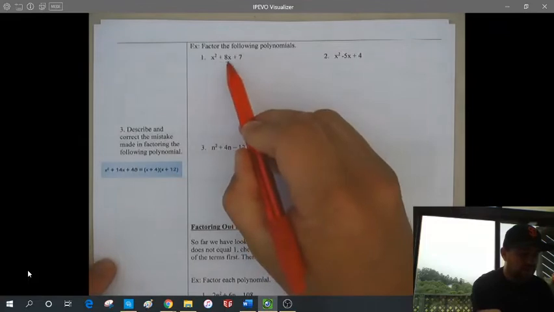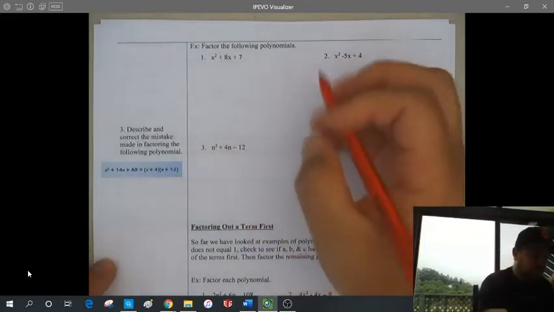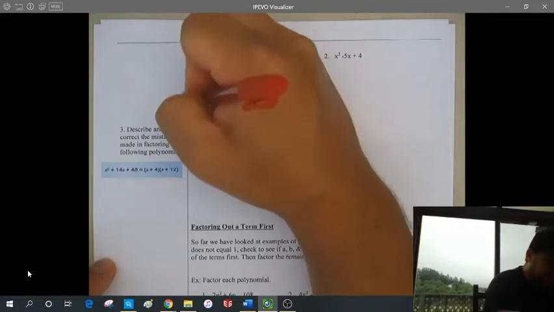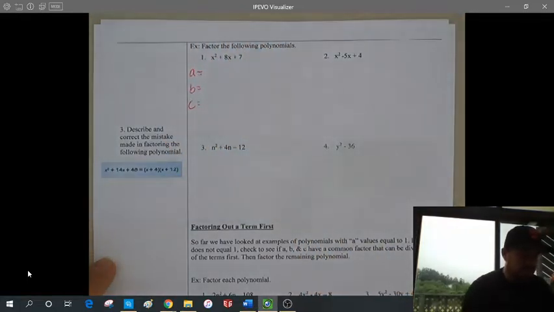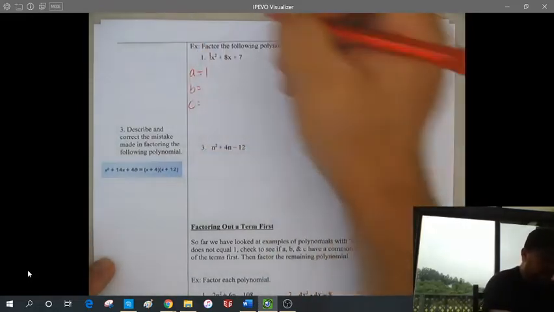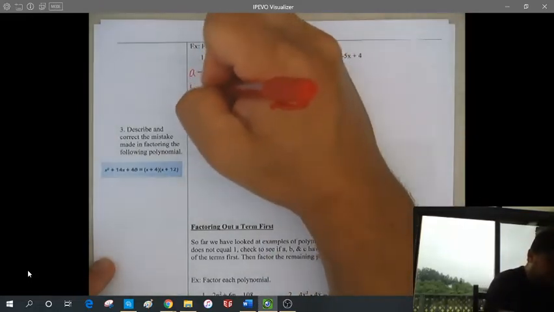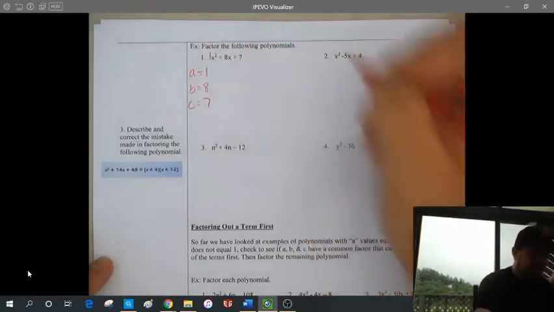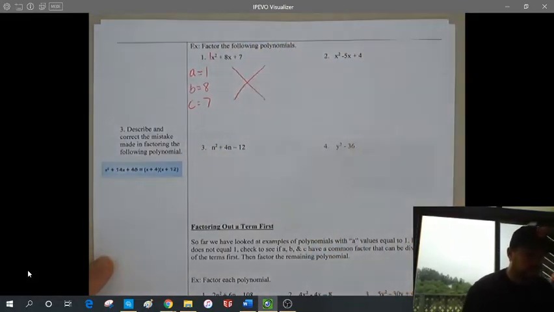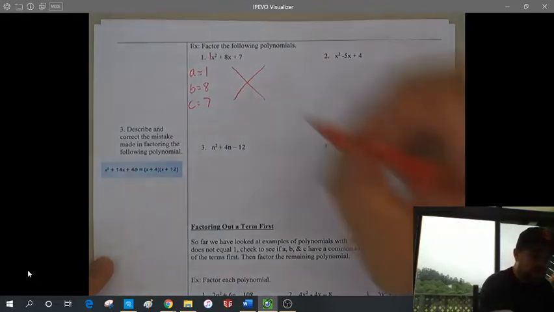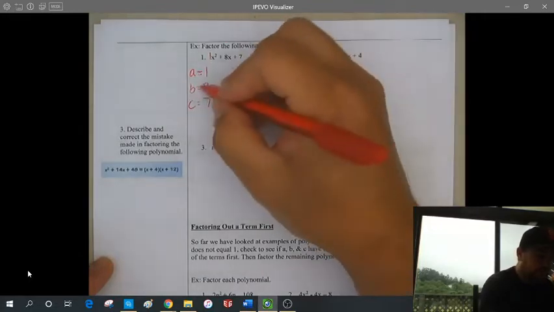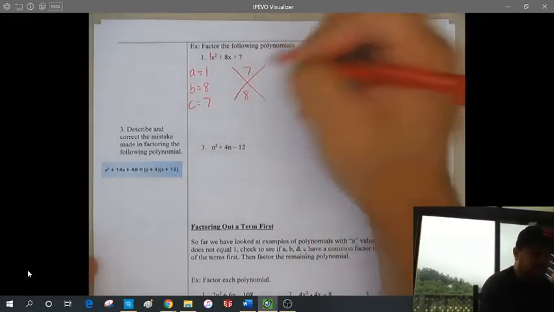So we've got x squared plus 8x plus 7. First thing I'm going to do is identify A, B, and C. In this case, since there is no number in front of the x squared, it's really a 1, so A is 1. The B value is 8, and the C value is 7. I then turn that into a diamond problem, where I do A times C on the top, so 1 times 7, which is just going to be 7 on the top. On the bottom, the B value is 8.